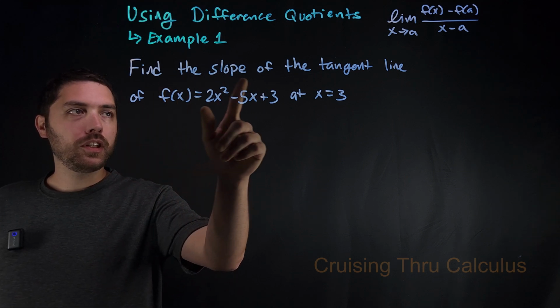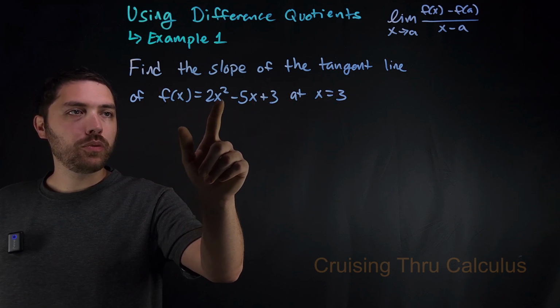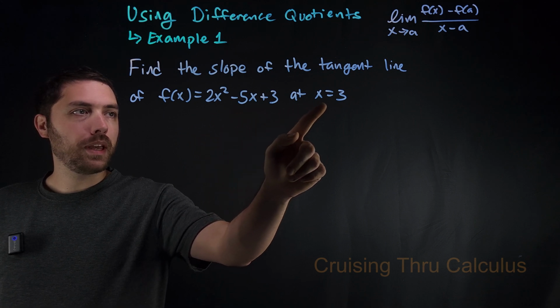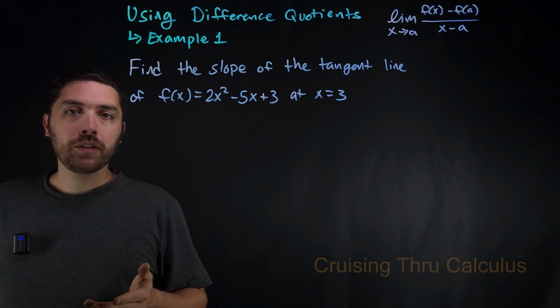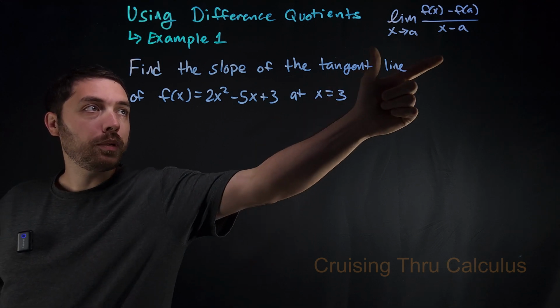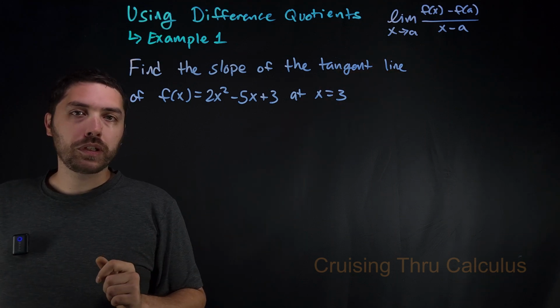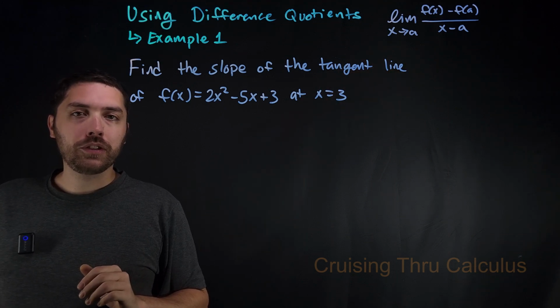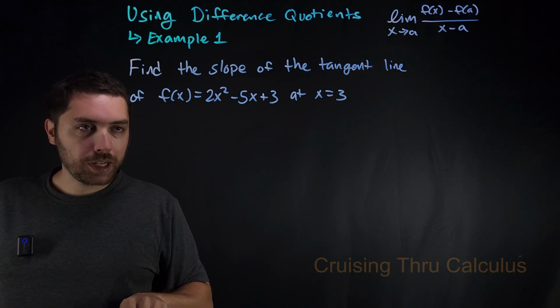Here it says, find the slope of the tangent line of f of x equals 2x squared minus 5x plus 3 at x equals 3. Now, there are several different quotient formulas that you can use, and for this problem I'm going to be using this version of the difference quotient. You are going to need to have these memorized to answer these questions. So let's jump right in and answer this one here.